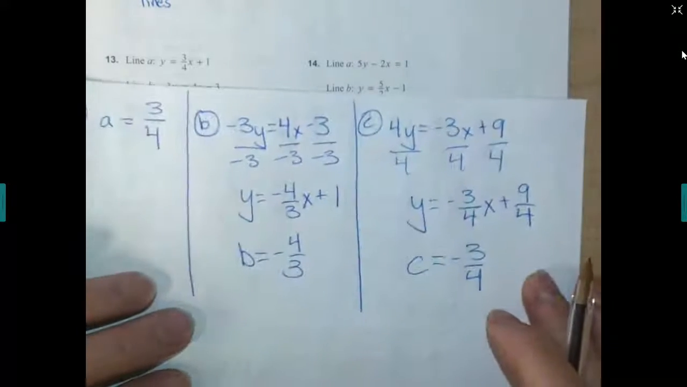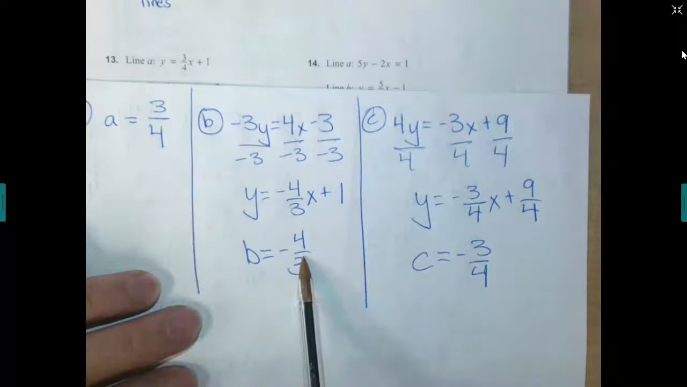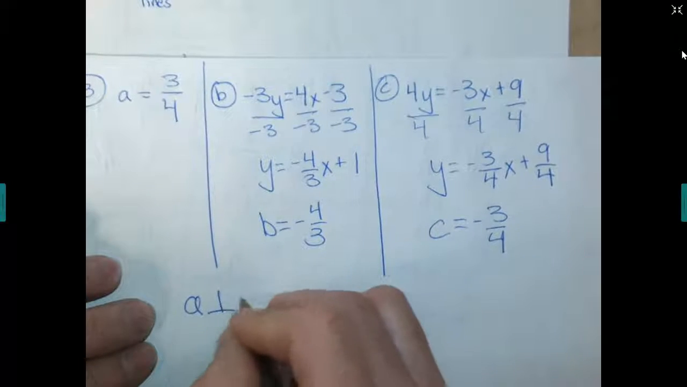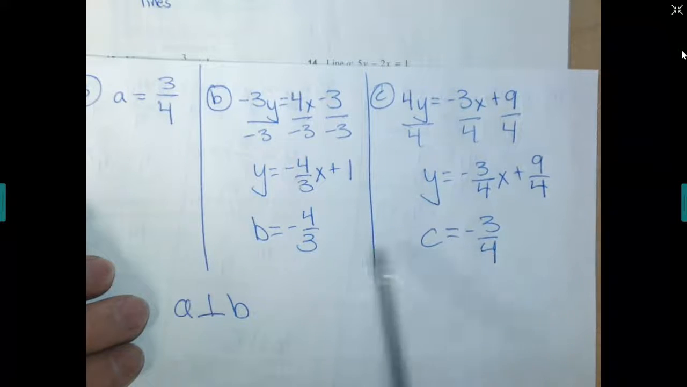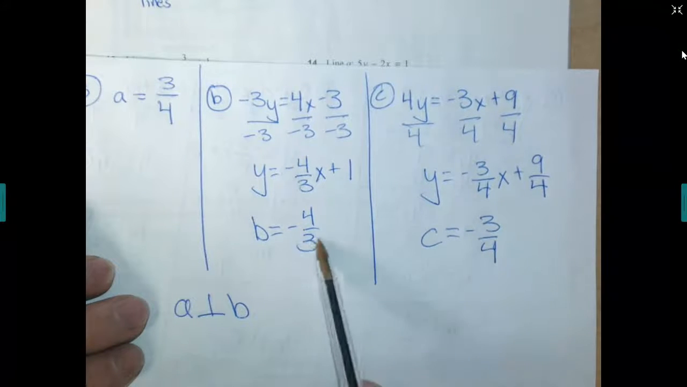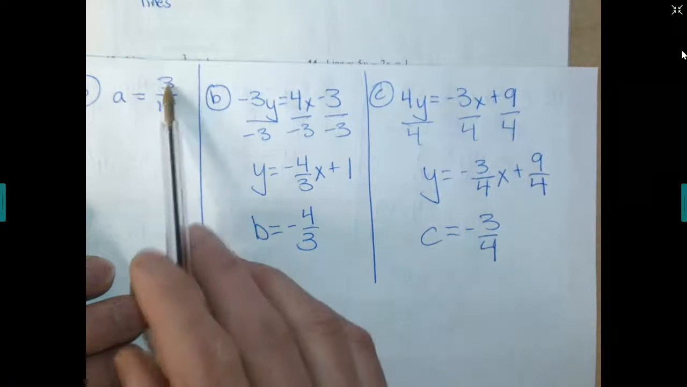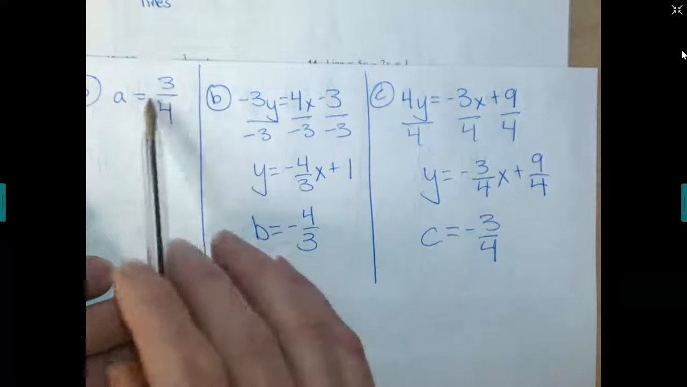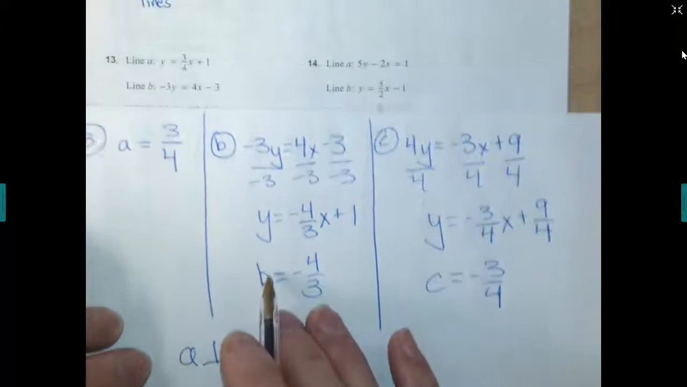Okay, so let's look at this. We've got a slope of 3/4. We have a slope of negative 4/3. Oh, look, reciprocal, opposite. Hey, A is perpendicular to B. And let's check negative 3/4. Oh, it's the reciprocal, but it's not the opposite. And here it's the same, so it's almost parallel, but they're opposite, so they're not parallel. So we have A is perpendicular to B.